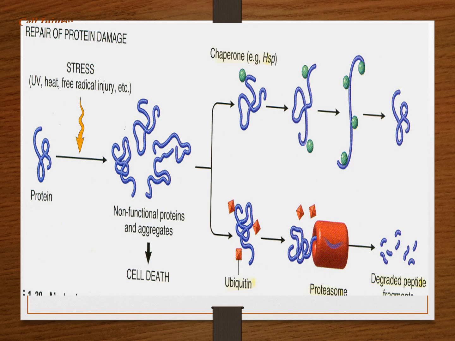So, there will be conditions like ultraviolet radiation, heat, free radical injuries, etc., that will cause stress. As a result of this, proteins may result in misfolded proteins, non-functional proteins, and aggregates, which may result in death. So, chaperones, heat shock proteins, with the help of the ubiquitin proteasome pathway, will remove the misfolded proteins by degrading them into peptide fragments.